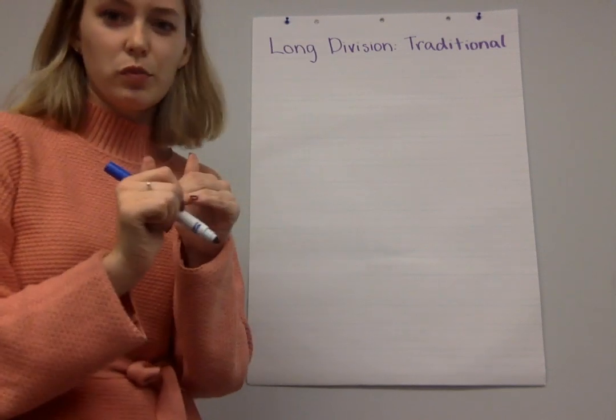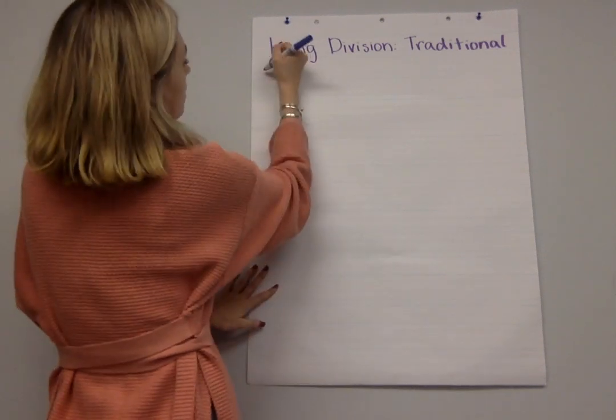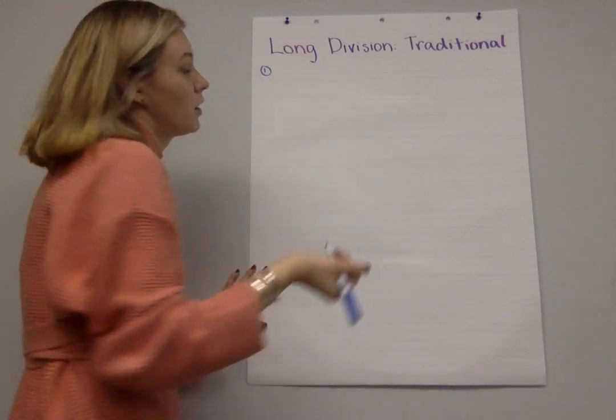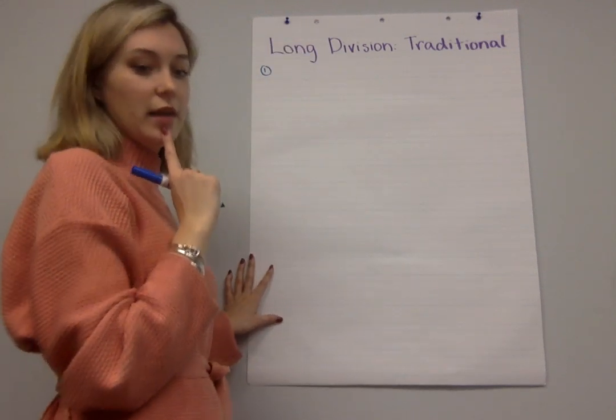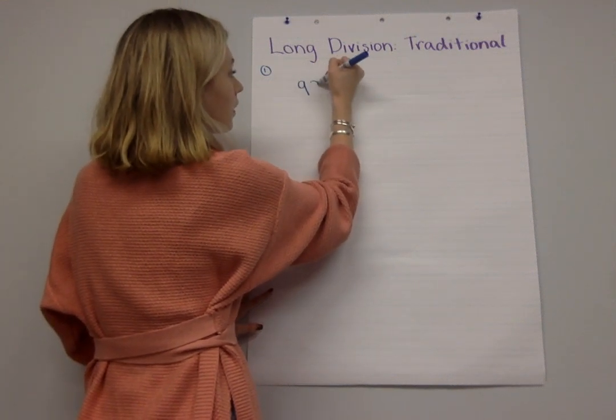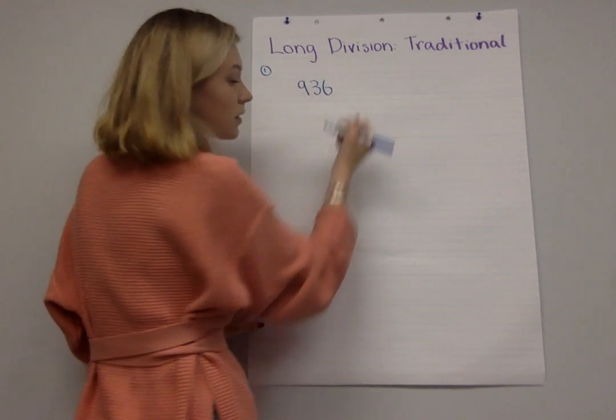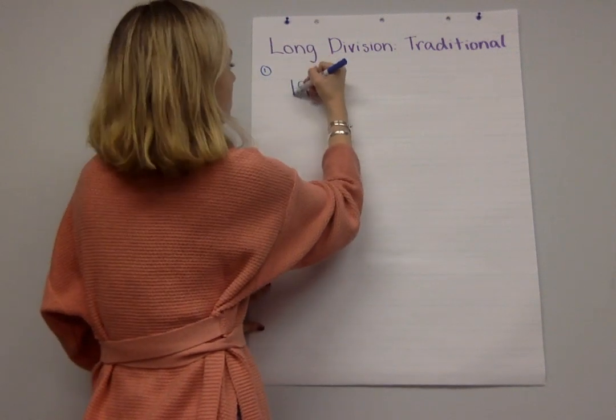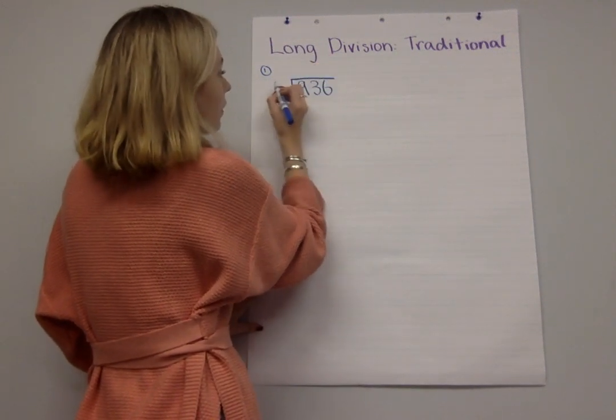So I would like our first problem to start out over here. We can label number 1. So the first thing that I would like to divide is 936 divided by 4.